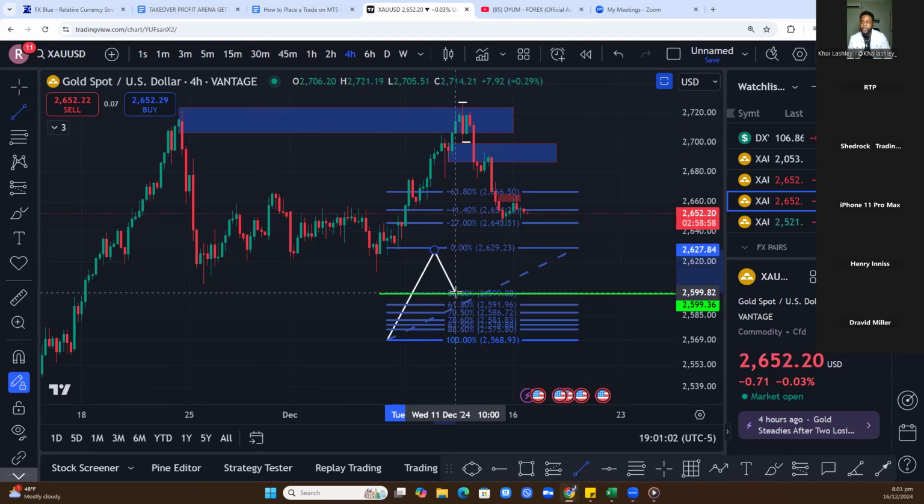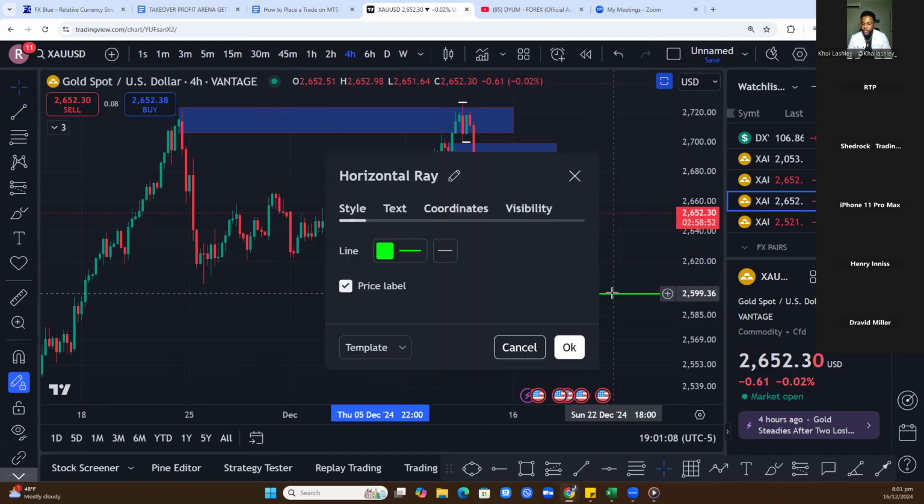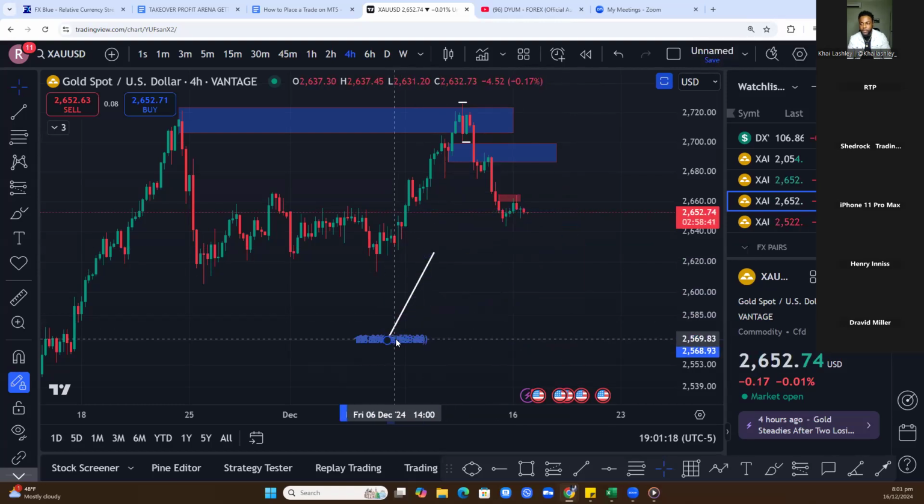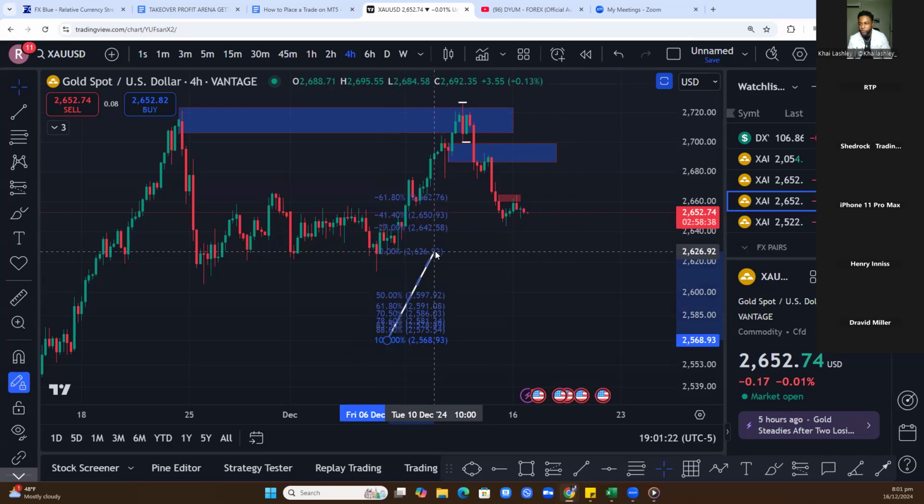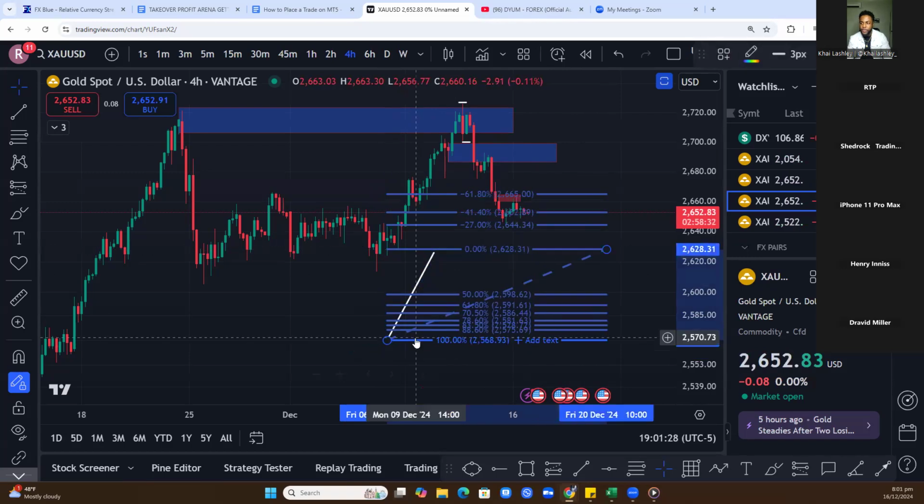It will happen. Now, look at the fib. It just measures and shows you that from here to here is 100% of this move. That's really all the fib is: 0 to 100% of the move, from here to here. That is 100% of that move. So we see the 100% here at the bottom.